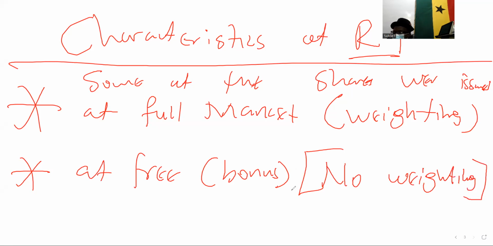So I'm going to make a very interesting revelation here. Anytime they give you a right issue, it possesses two contradictory issues. So we must break the number of shares into those that came in at full market price and those that came in for free. Take notice of this. If you understand this, right issue will not be a problem. It will be a thing of the past.